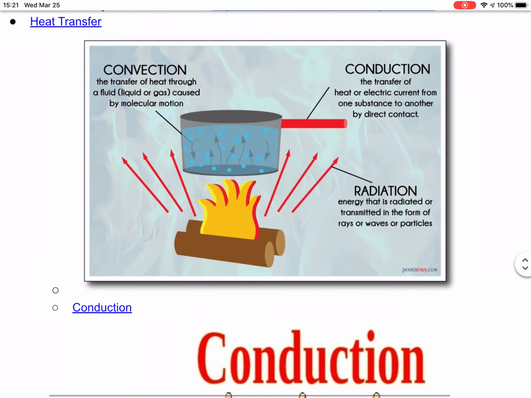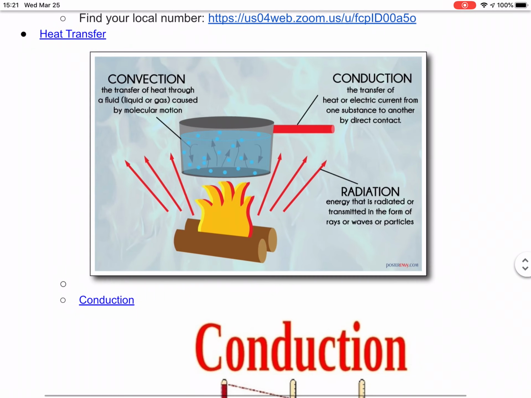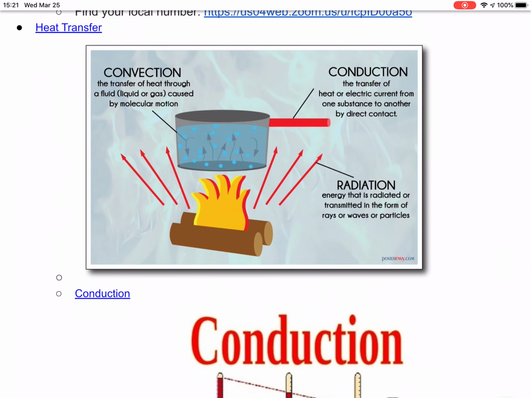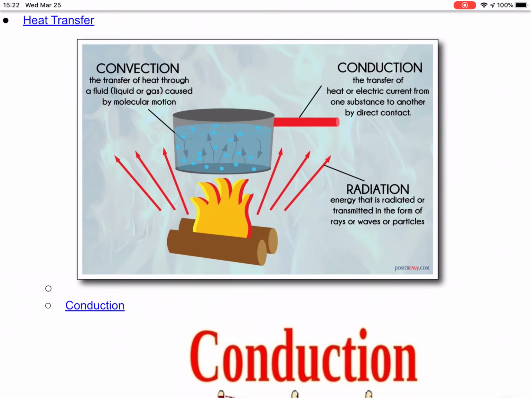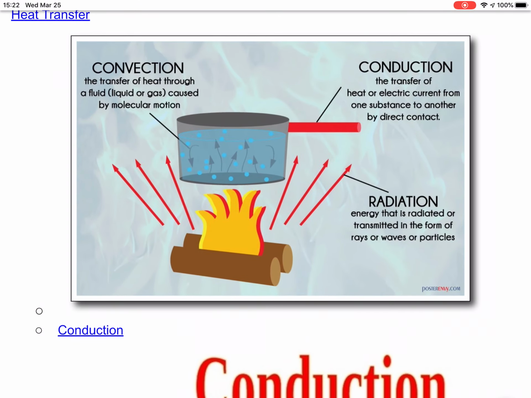Now let's go down to our idea about heat transfer. How do we transfer heat from one object to the next? We have three ways: conduction, convection, and radiation. Conduction is the heat transfer of direct contact. You have to be in physical contact to transfer the heat from one object to the next. Must be in physical contact.